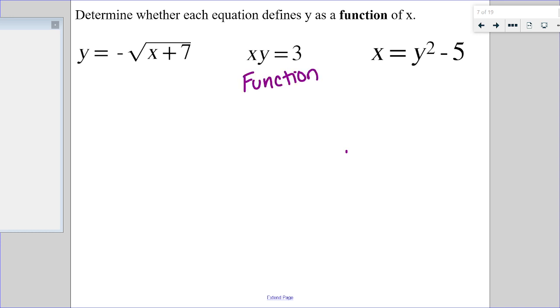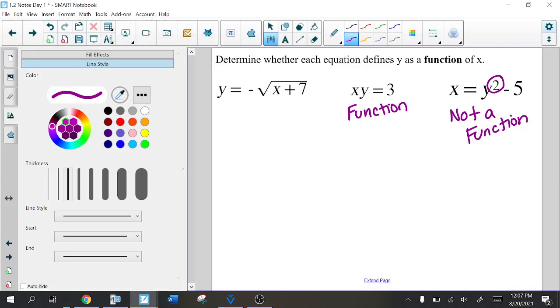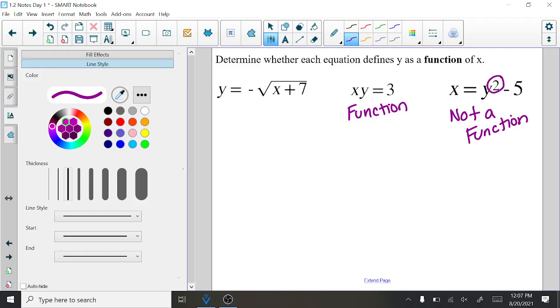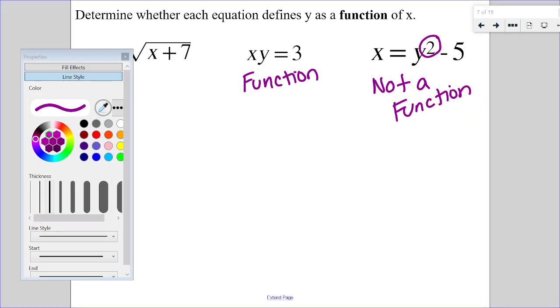Okay, how about the last one? x equals y squared minus 5. No, not a function, right? We've got that key that we look for here, that y is raised to an even power. Not a function. Sorry, now you can see what I'm writing.